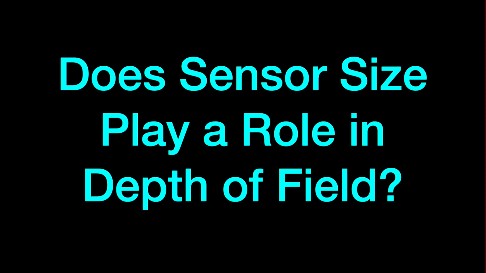Now, the last thing is sensor size. So does sensor size play a role in the depth of field? Well, indirectly it does. When you go to a smaller sensor, you have to go to a shorter focal length to get the same image. So I can shoot, as we'll see in these examples, with a small sensor, a medium-sized sensor, a larger sensor, and I have to go up in focal length of lens to get the same image, the same magnification, the same framing.